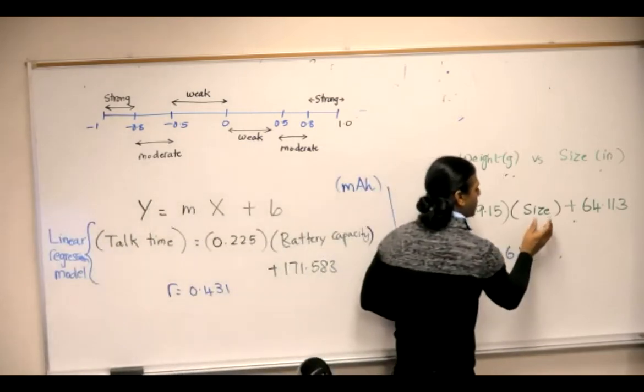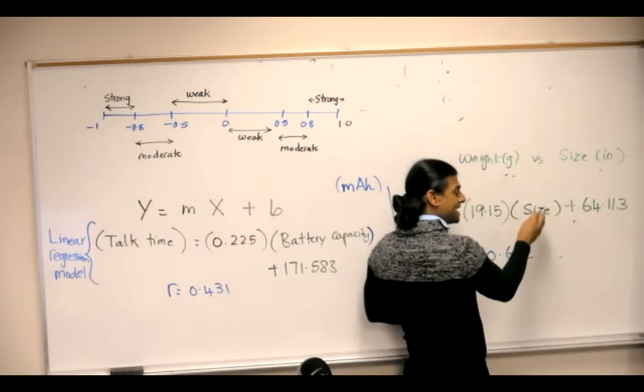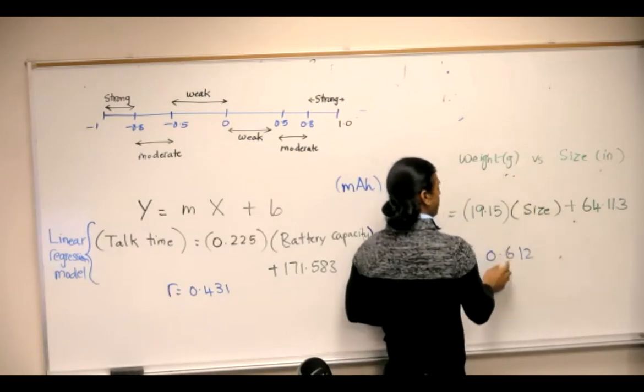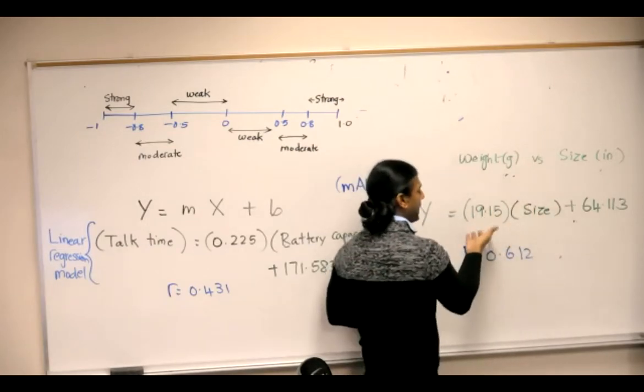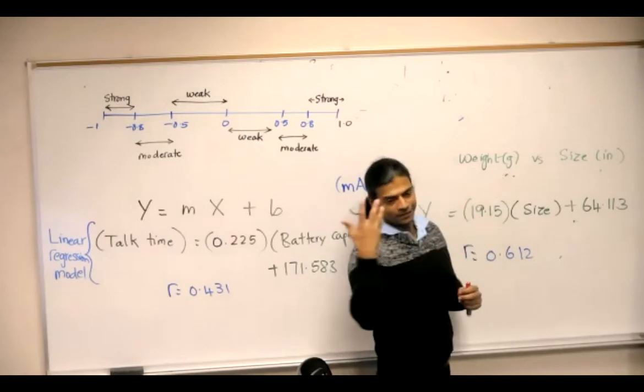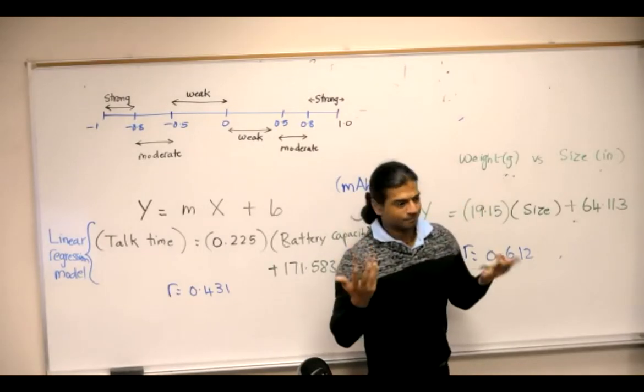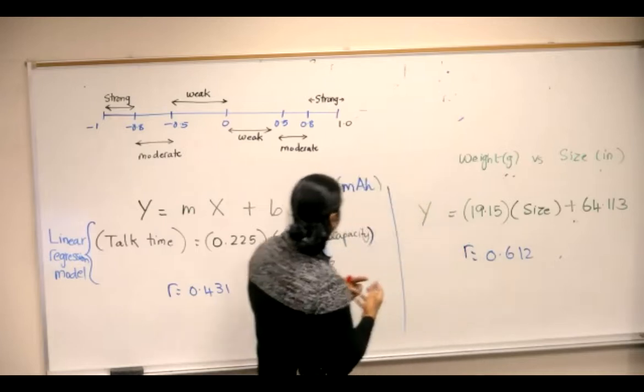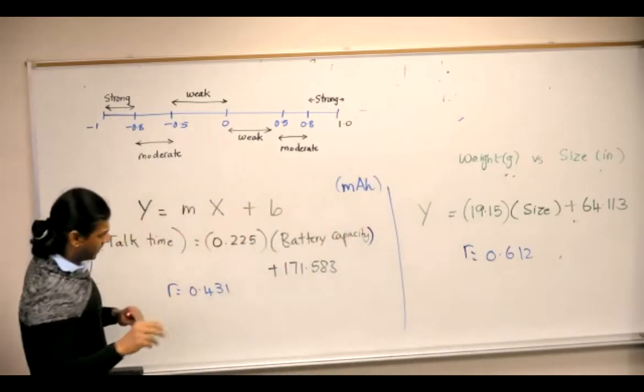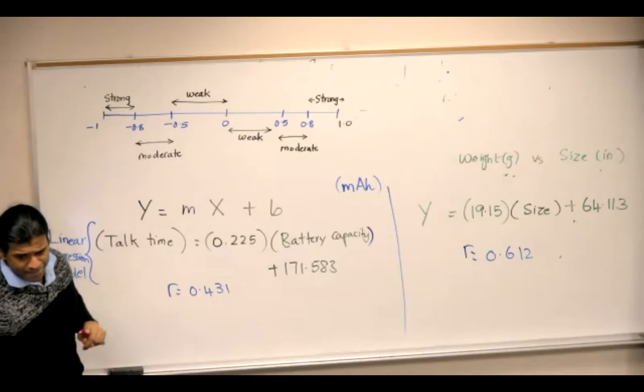19.15 grams. So for every inch increase in the size, the weight of the phone will increase by 19.15 grams. Does that make sense? So both of them have a positive relationship.